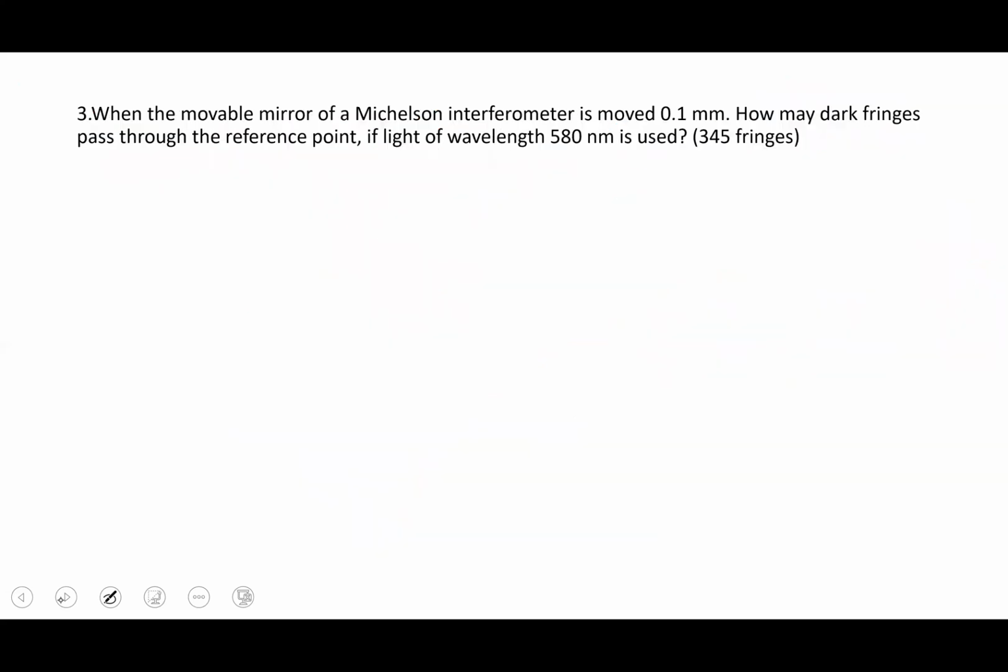Moving on to question number 3: when the movable mirror of a Michelson interferometer is moved 0.1 millimeters, how many dark fringes pass through the reference point, if light of wavelength 518 nanometers is used?